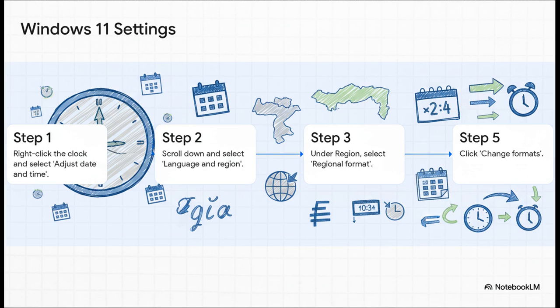Okay, so find that clock way down in the bottom right corner of your screen. Go ahead and right-click on it, and then choose Adjust Date and Time. Easy. Now just scroll down a bit until you see Language and Region. Click that. Under the Region section, you'll see Regional Format. And the last step, just hit Change Formats. That's it. 4 little clicks, and you are in the Command Center.